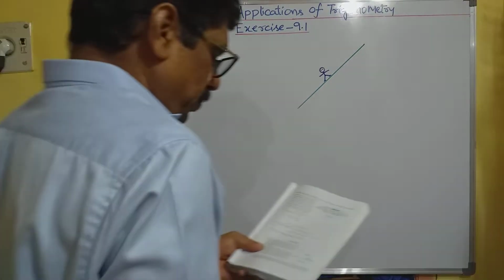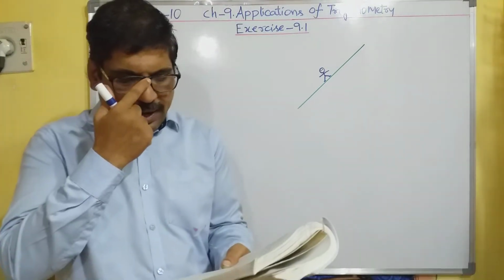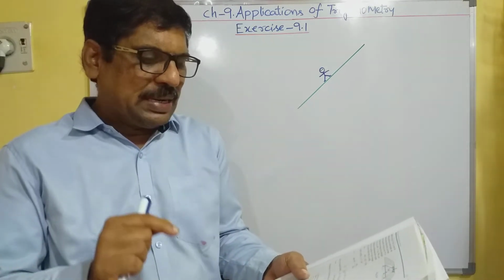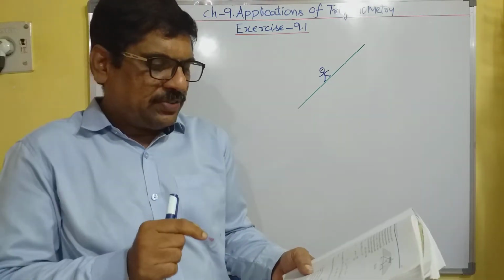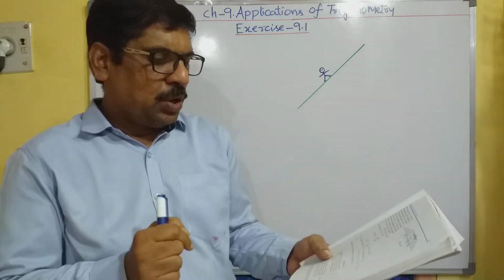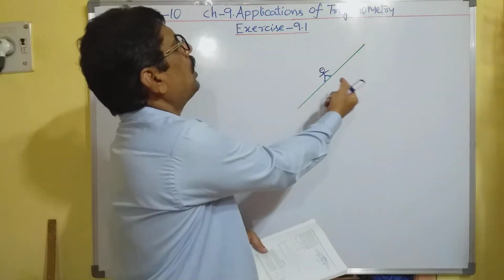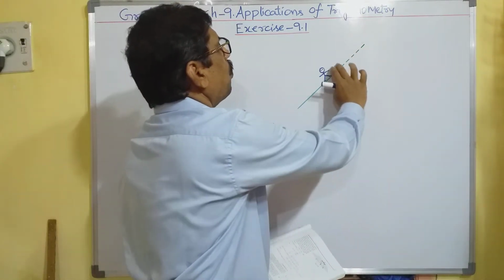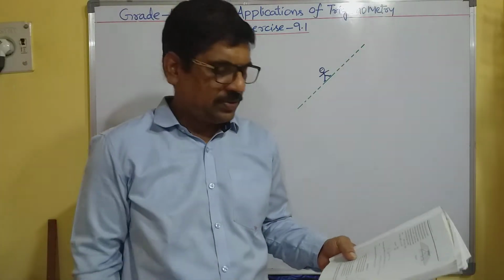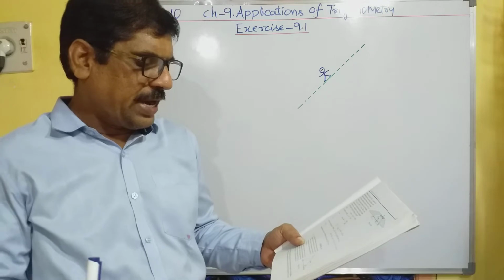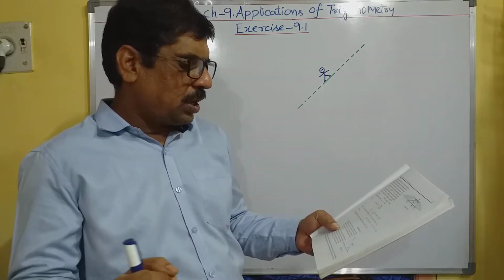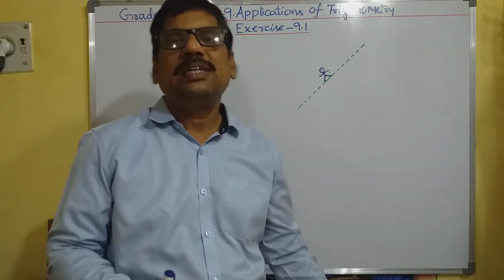Now look at the first problem from exercise 9.1. A circus artist is climbing a 20 meters long rope which is tightly stretched and tied from the top of a vertical pole to the ground. See, here I have drawn. Let us consider this is a rope, and on the rope a man is walking, a circus artist. Find the height of the pole if the angle made by the rope with the ground level is 30 degrees.